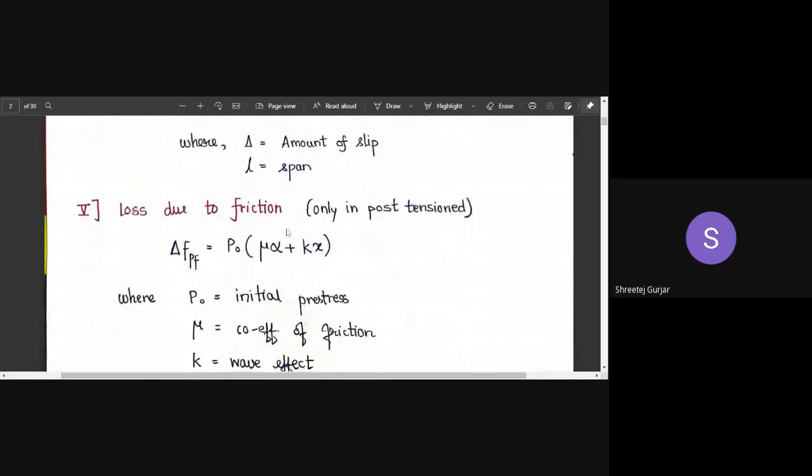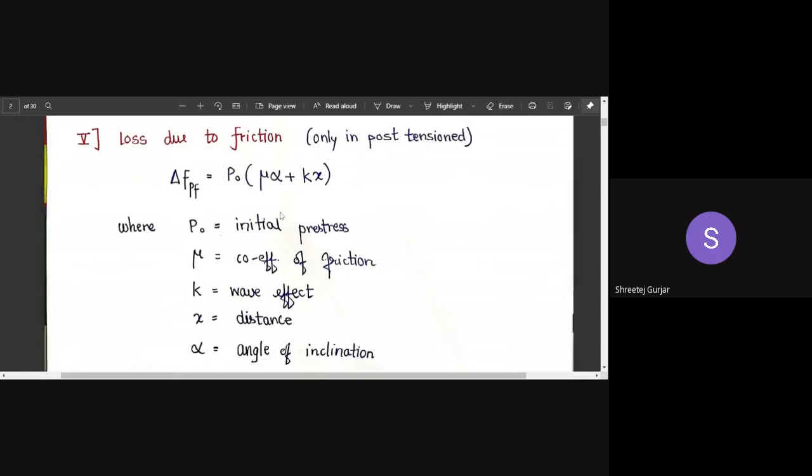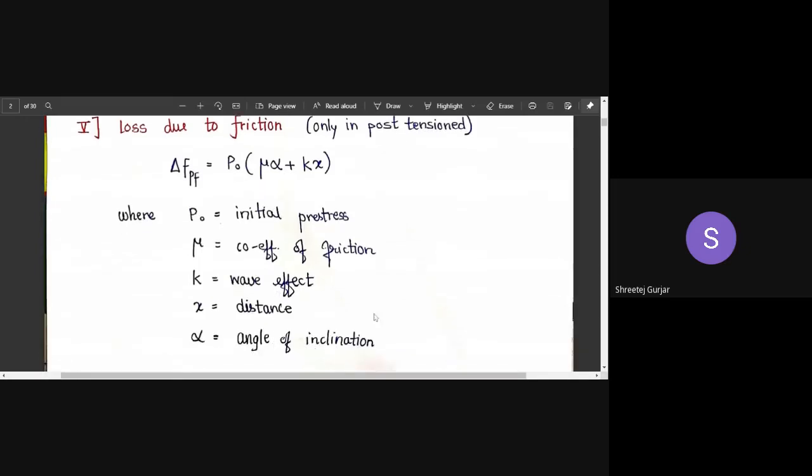Then moving on, you have loss due to friction. You have this formula: P naught into (mu alpha plus Kx). Mu is the coefficient of friction. Alpha is your angle of inclination. K is the wave effect. X is the distance. You can use this formula to find out loss due to friction.